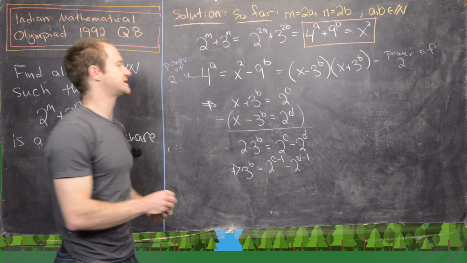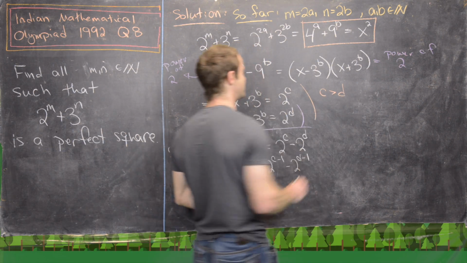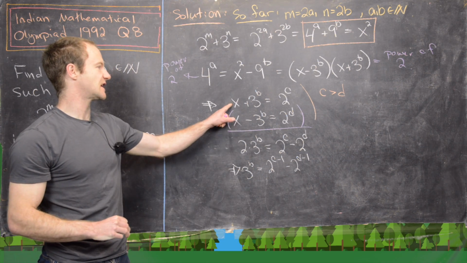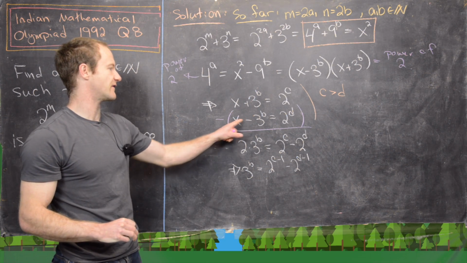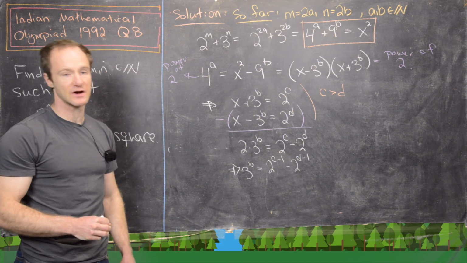And now we want to notice the following thing, and that is that c is most definitely strictly bigger than d in this case, because here we have x plus 3 to the b, and here we have x minus 3 to the b. So that means that kind of obviously c is bigger than d.